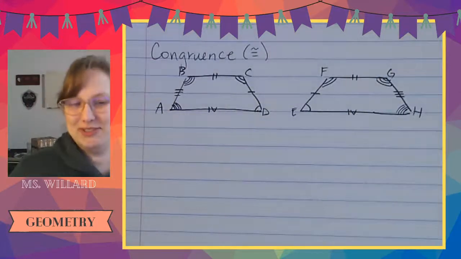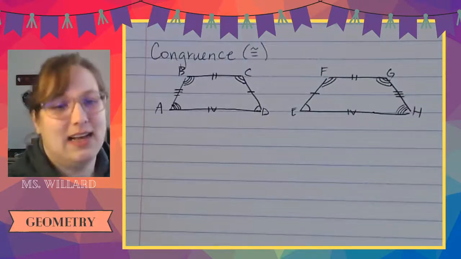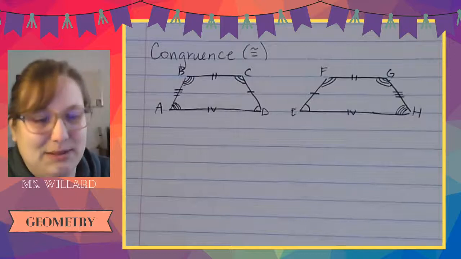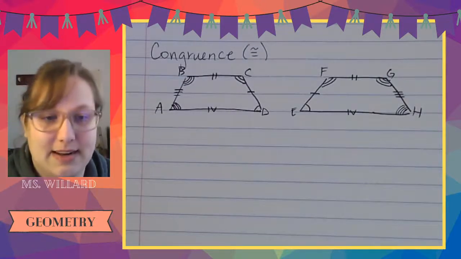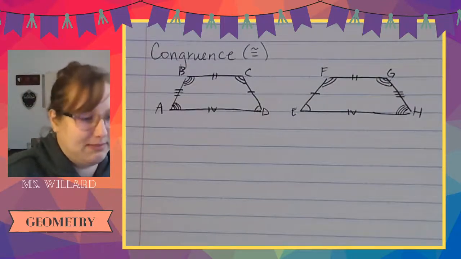This is usually why we don't do hexagons and stuff, which is a 6-sided shape. That's why we don't do hexagons and stuff with these markings, because it gets kind of crazy. That's why we usually call them regular. A regular shape means that everything's the same, so I don't need to worry about all the markings. But those are 2 congruent shapes.